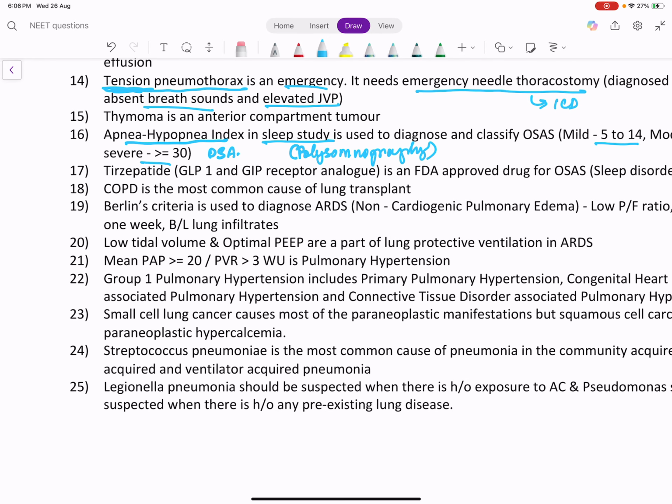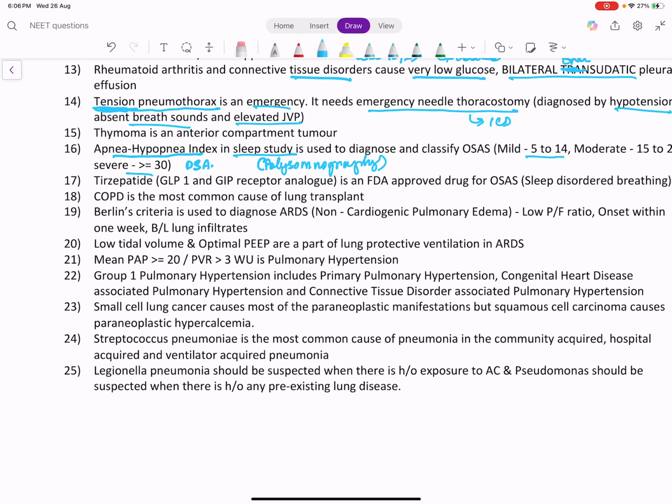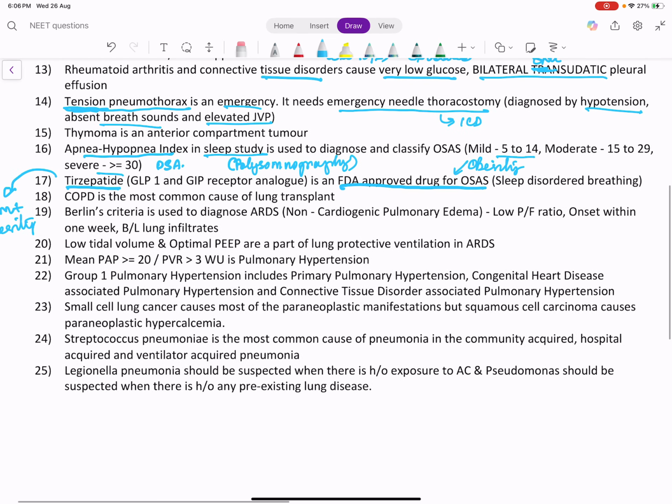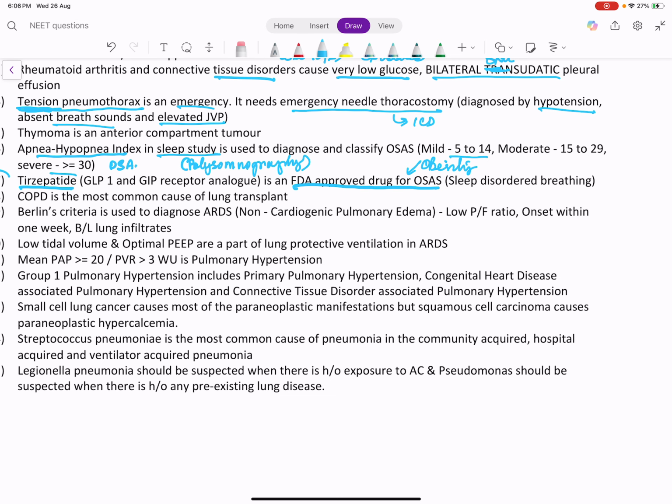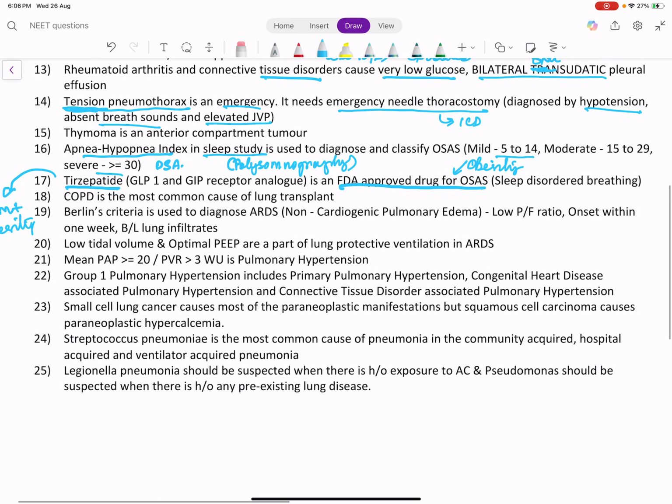When thinking about OSA, we should know about the recent FDA approved drug for OSA, which is tirzepatide. Tirzepatide is a GLP-1 and GIP receptor agonist, which is used in diabetes as well as obesity. It is the latest advancement. It's an injectable drug. It is FDA approved for OSA because obesity is the commonest risk factor for OSA. So if patients have OSA, we have to give tirzepatide. OSA is also called sleep disordered breathing.